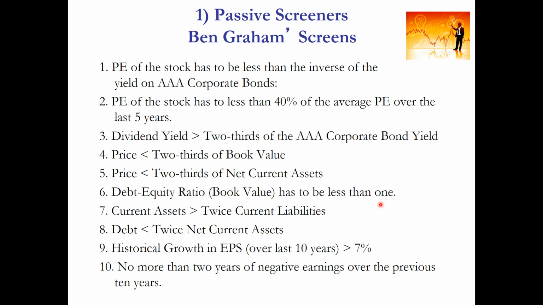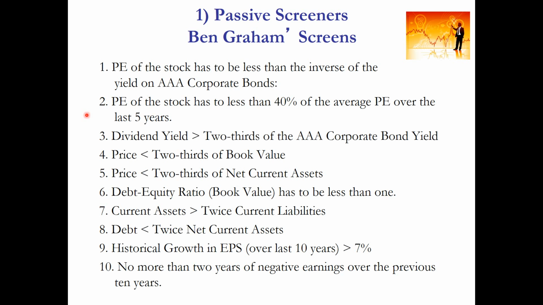As you go through the screens, you can identify that all 10 screens in some ways measure the price relative to different aspects of the fundamental value of a firm. For example, number 1 is the price earnings ratio of the stock, which has to be less than the inverse of the yield on corporate bonds. So it basically wants a low price earnings ratio, remembering the price earnings ratio is the price per share to earnings per share. It's a measure of how many times earnings you have to pay to buy the stock.